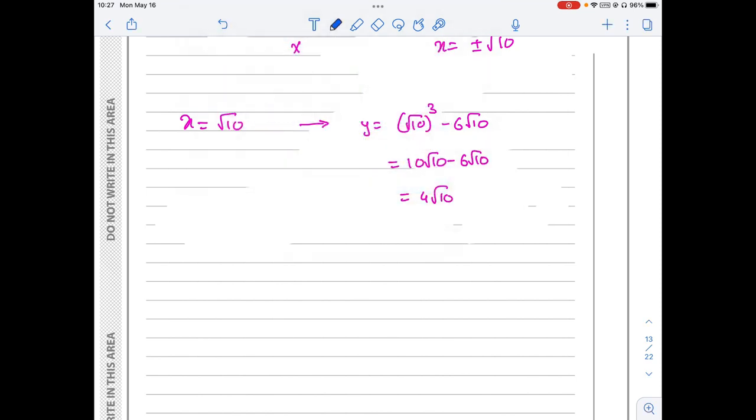Similarly, I am going to take the value of x is equal to negative square root 10. So what is going to be the y value? Negative square root 10 whole cube minus 6 times negative square root 10. So it becomes negative 10 root 10 plus 6 root 10, which is going to be nothing but minus 4 root 10. So I got the values of x and y.